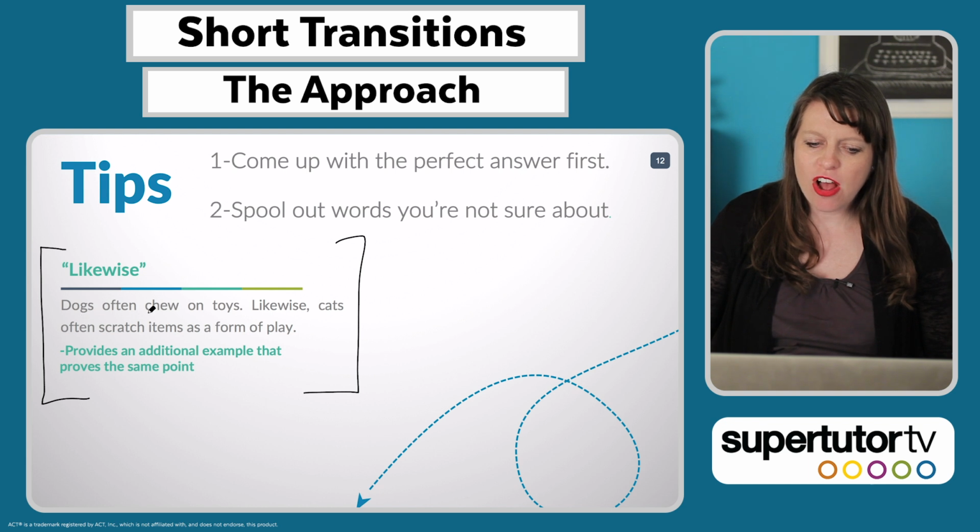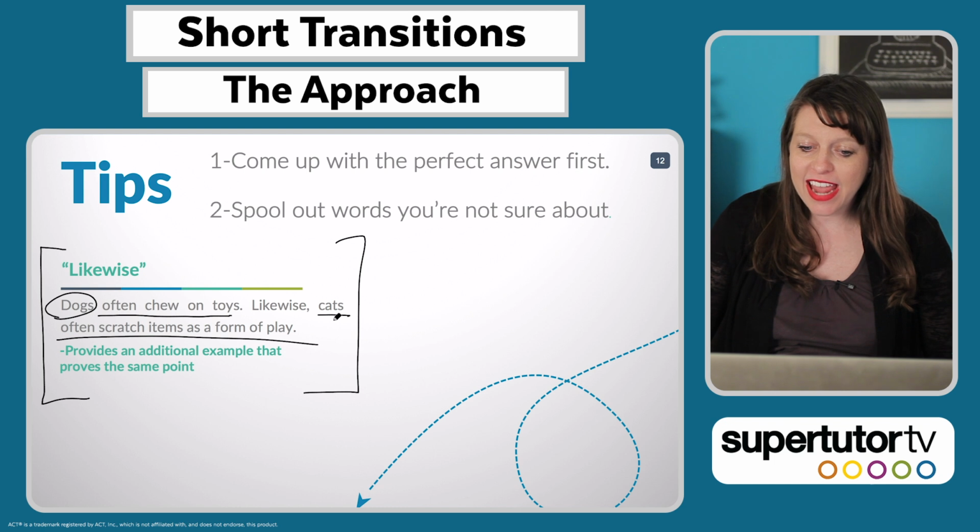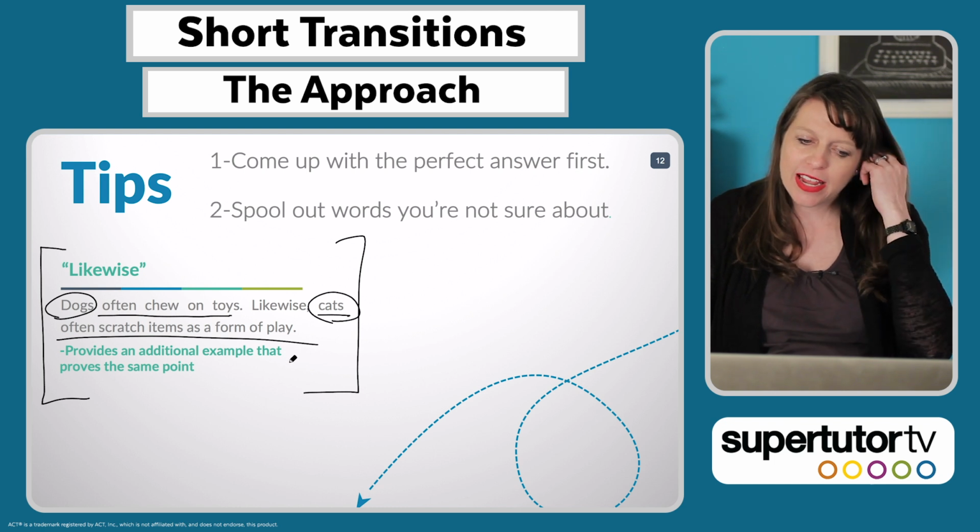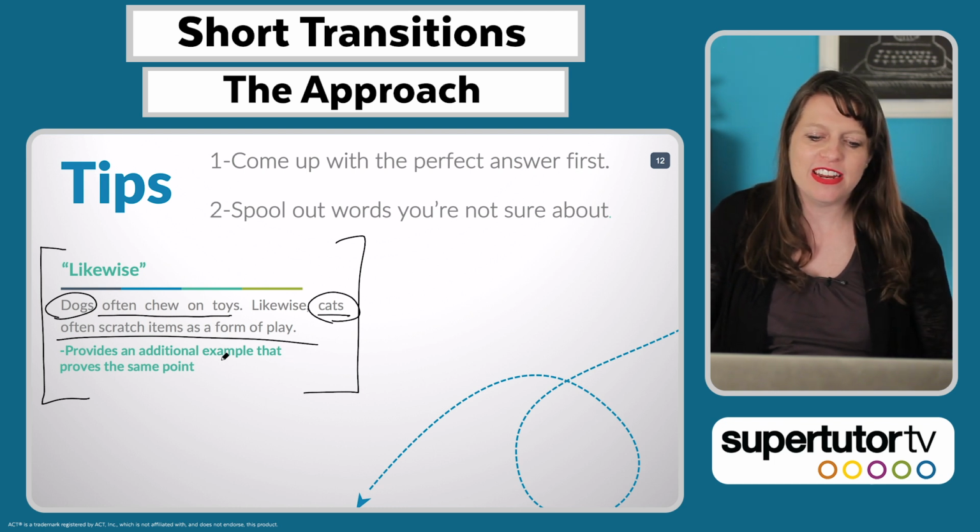So we have, dogs often chew on toys. Likewise, cats often scratch items as a form of play. Do you see how I have like 2 parallel sentences? I have like dogs and cats. I have like 2 things that are similar. Like, how am I using this? I'm using this to provide an additional example that proves the same point, right?